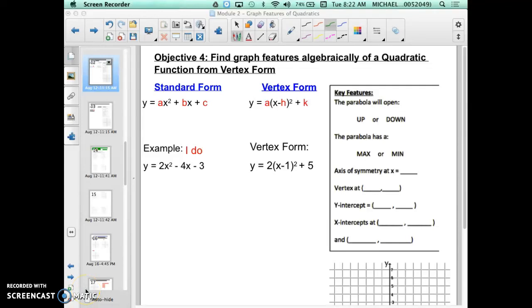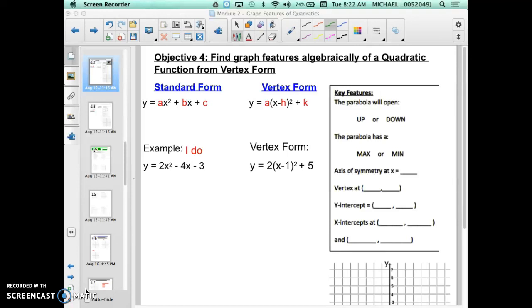Objective 4, find graph features algebraically of a quadratic function from vertex form. So we've been working solely with standard form quadratic functions, and now we're going to look at what vertex form looks like and how vertex form automatically gives you the vertex, and so it'll help you to graph a rough sketch of a function and then label some key features as well.